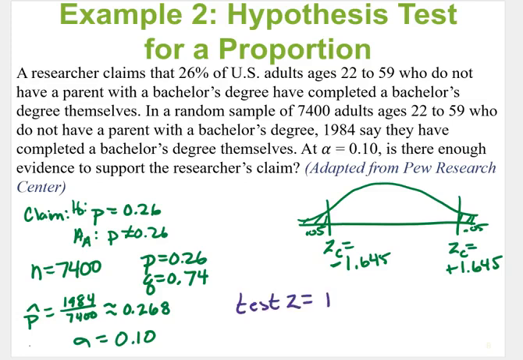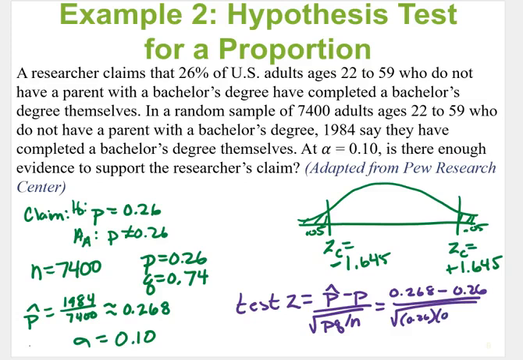All right, so the test z, again, is p hat minus p over the square root of pq divided by n. So p hat is 0.268 minus 0.26, which is our p, and then divided by the square root of our p, which is 0.26, times our q, which is 0.74, and that would be divided by 7,400. Okay, and remember, all that is under the radical in that denominator. So my test z, when I put that on my calculator, turns out to be about 1.59.